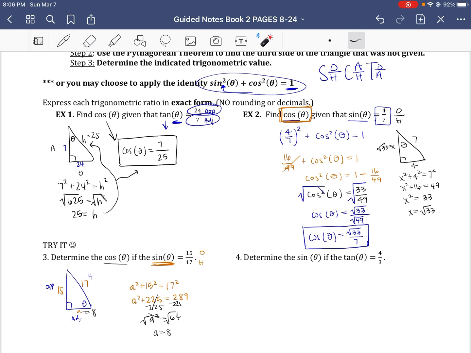So again, if I was finding the cosine, that would be the adjacent, or square root of 33, over the hypotenuse, which is 7. So we'll get the same answer, and if you're not planning on memorizing and applying this identity quite a bit, then I would just practice with drawing the picture there.